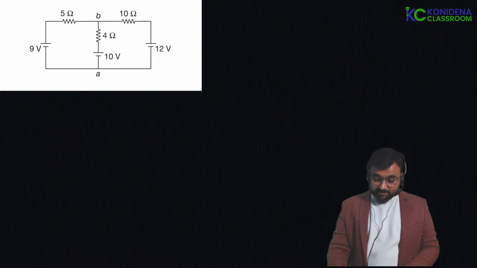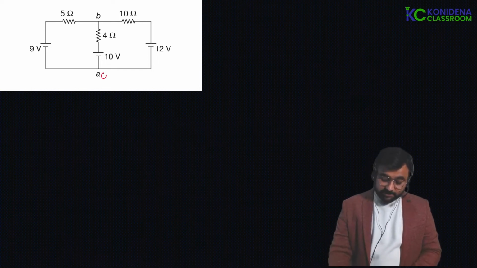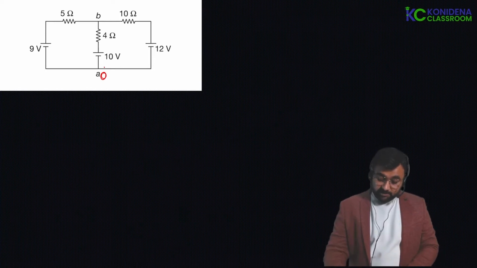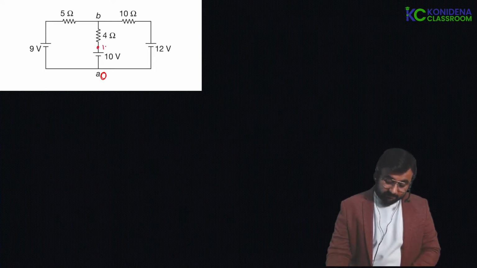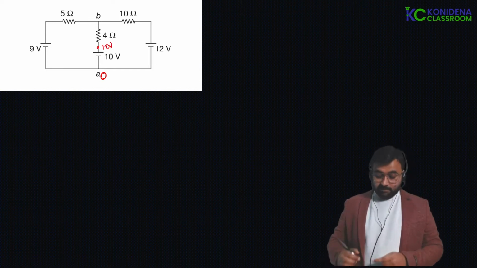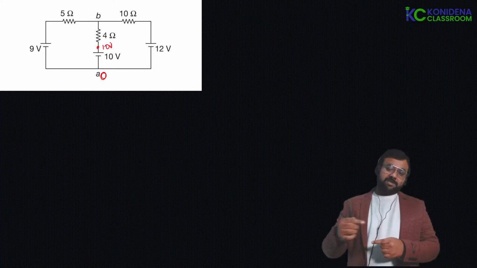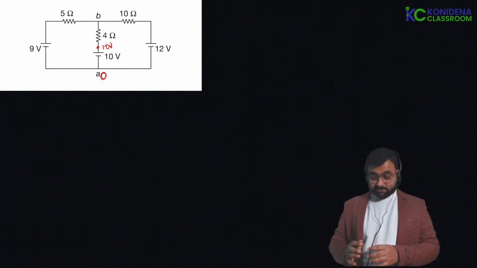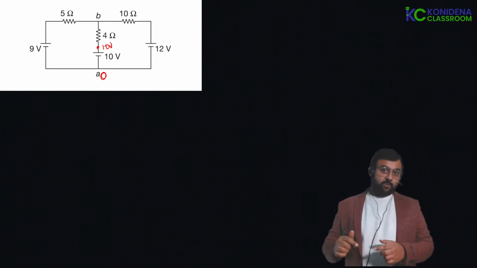Let me take this point A to be at zero potential, right? If you consider point A to be at zero potential, this is going to be 10. Why 10 volt? Because you are coming out from the bigger pole of the battery and the potential gets added, right? So 10 minus 0 is 10. That is quite justified, and the bigger pole has to be at the higher potential.